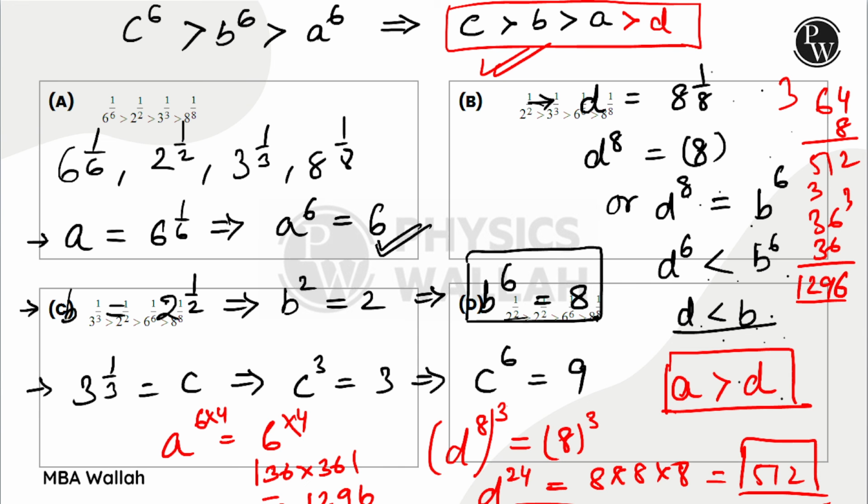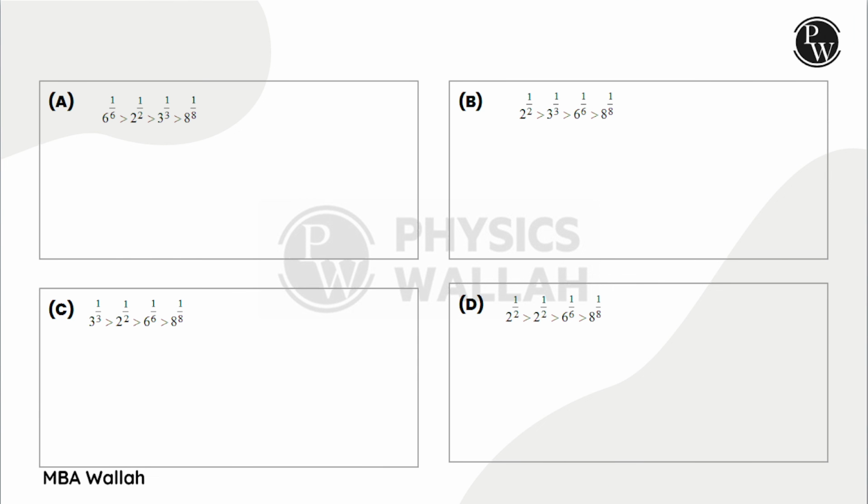Let's find that out in the options. Okay, and the option that satisfies this is option number C, which is C, B, A, D. So this is going to be the answer to this question. I hope you understand this. Thank you.